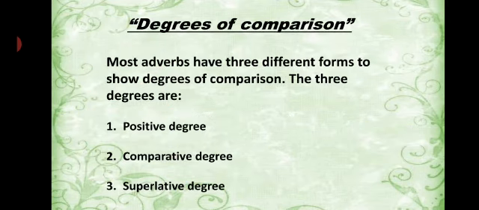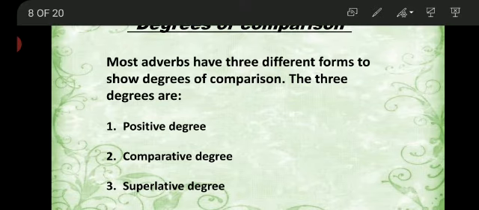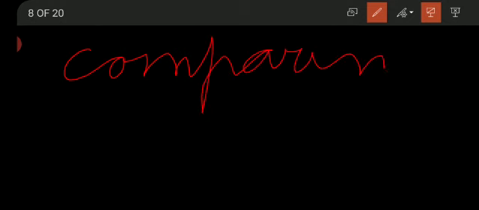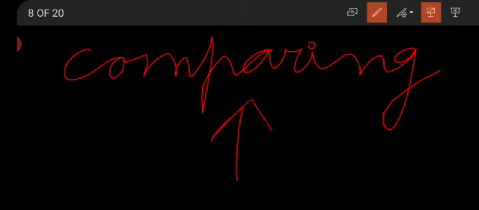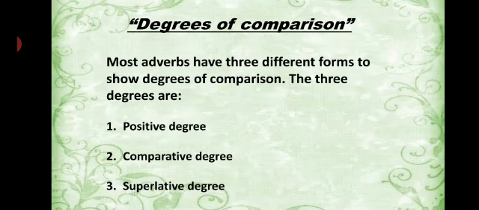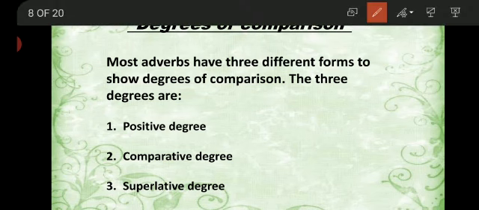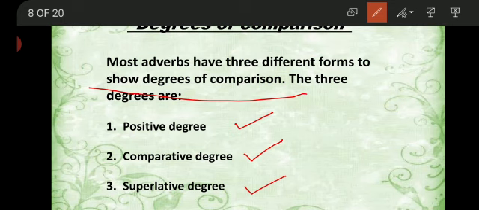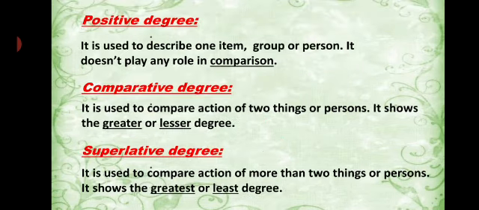Now, degrees of comparison. As I told you earlier, degrees of adverb are used for comparing two things, for comparing the action of two things. So you may also say that the degrees of adverb are also used for comparison. Okay, students? Most of the degrees of adverb show degree of comparison, and there are 3 degrees of comparison: positive degree, comparative degree, and superlative degree. Now we will talk about the 3 degrees in our next slide.